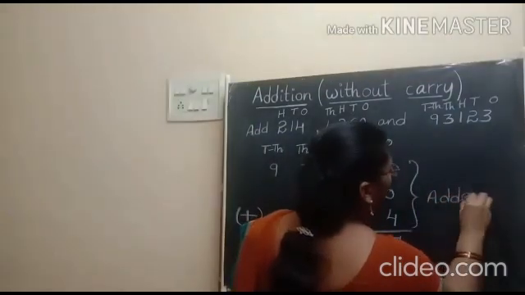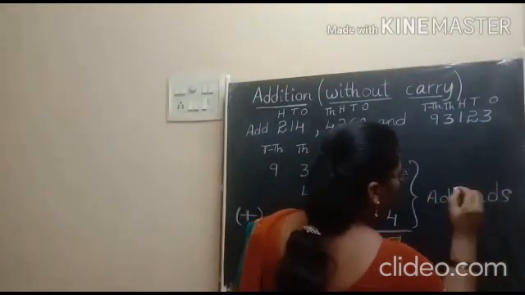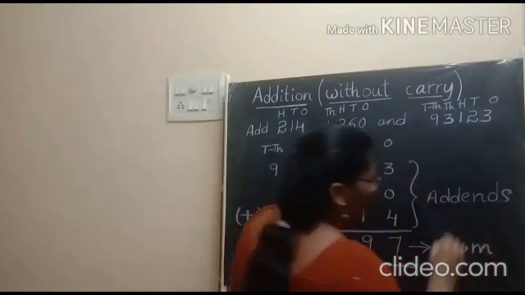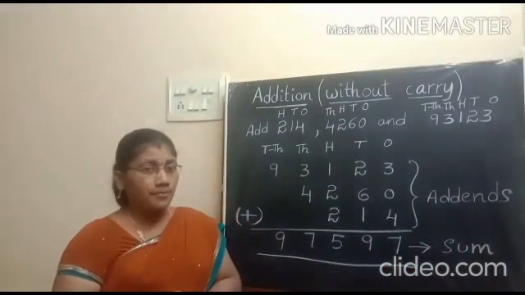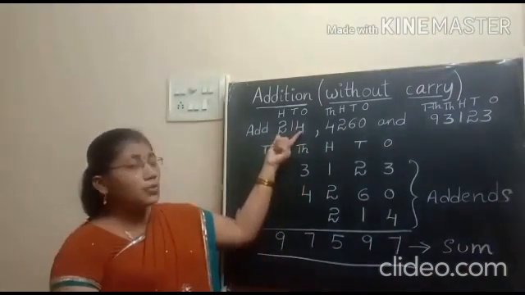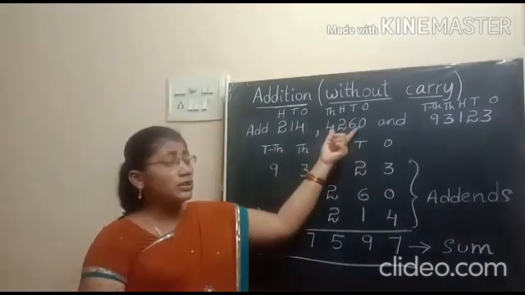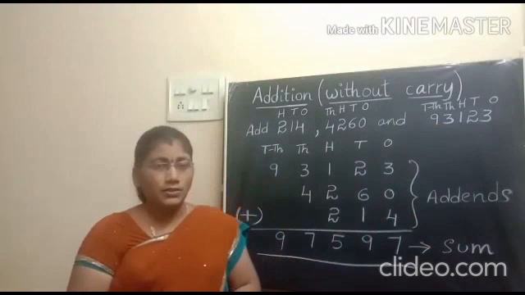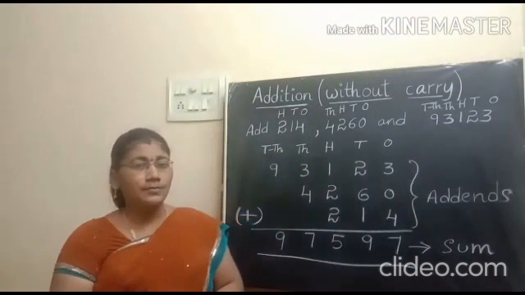And these three numbers are called addends. And the result is called the sum. So, this is the sum of 240, 4,260 and 93,123. Is it clear, children?